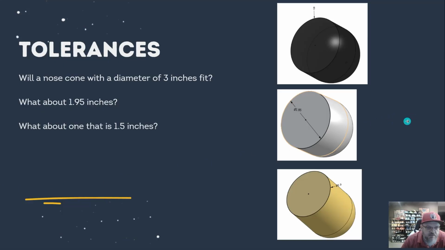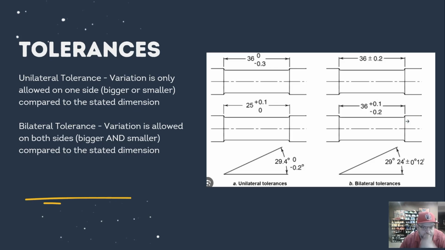All right, back to this. So, concepts within tolerances. There are two typical types of tolerances. One's called unilateral, and the other one's called bilateral. If you notice, the only difference in the two is the prefix at the front. One is uni, which means one, whereas bilateral means both or two. A unilateral tolerance means the variation is only allowed on one side. It can be either bigger or smaller compared to the stated dimension.